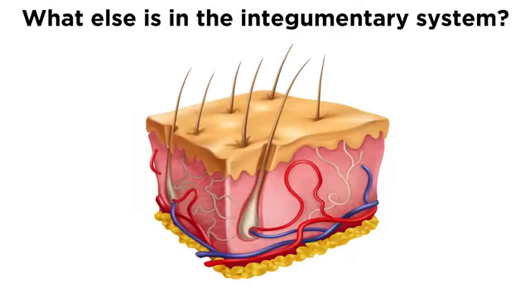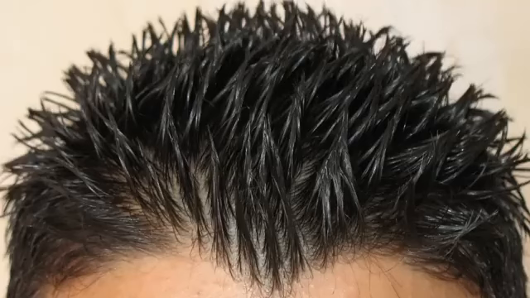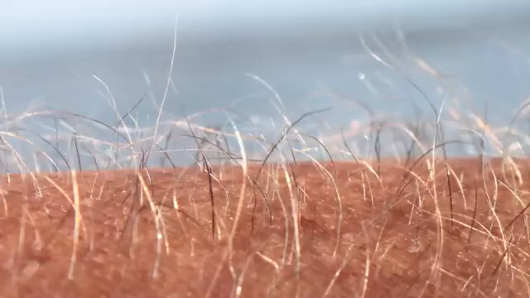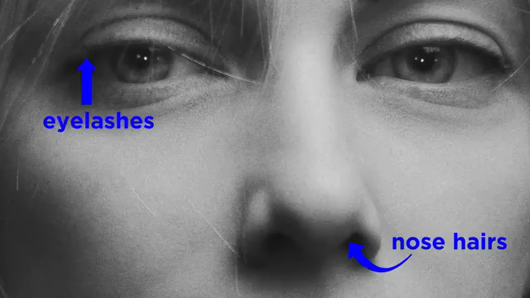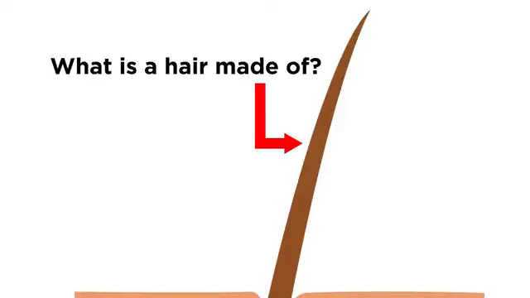That wraps things up for the skin, so let's just briefly touch on the other components of the integumentary system, which are called skin appendages. First, there is hair. Of course, most of us have lots of hair on our heads, but there is also hair all over the body, including eyelashes and nose hairs, and these all have specific protective functions. So what is a hair made of exactly?